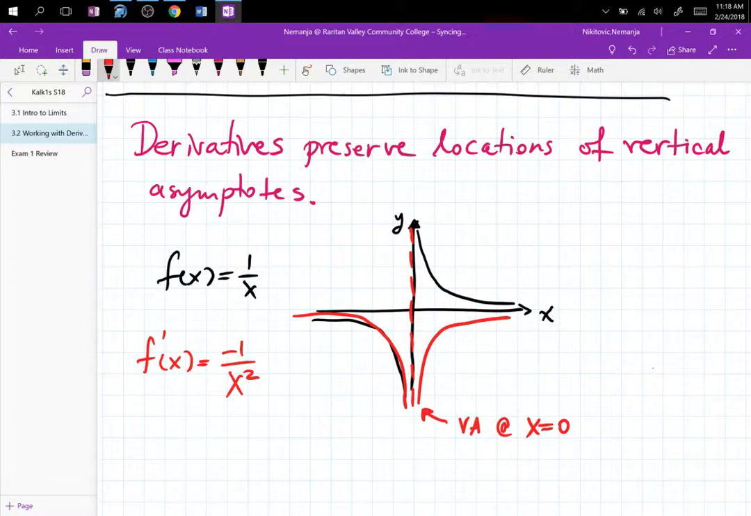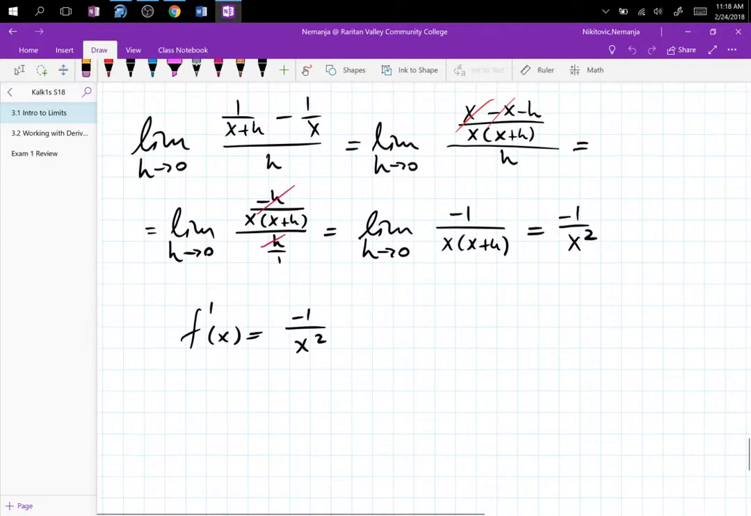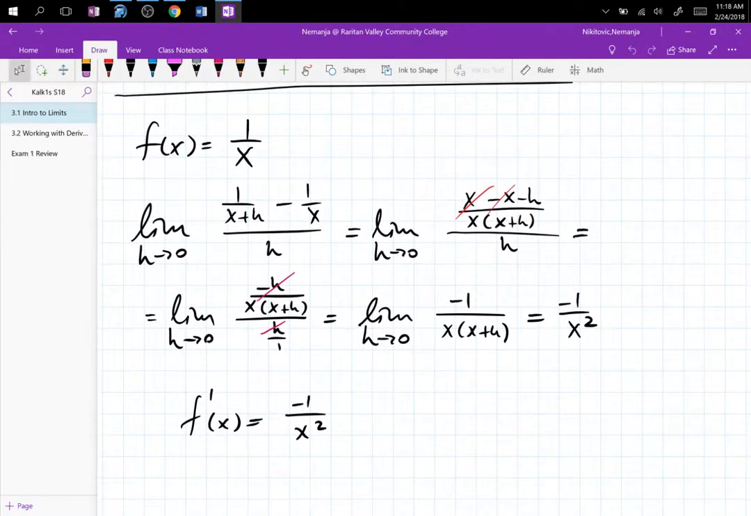If you are to go to your procedure, the limit of f of x plus h minus f of x over h, as h goes to 0, and you crank this function, which we probably did, you will get -1 over x squared. Did we do that one? I click and it's right there. Nice. So here it is. Function is f of x. Here's the entire procedure. You just need to go to notes 3.1. Last example is exactly that. Great. So we see that the derivative of 1 over x is -1 over x squared.